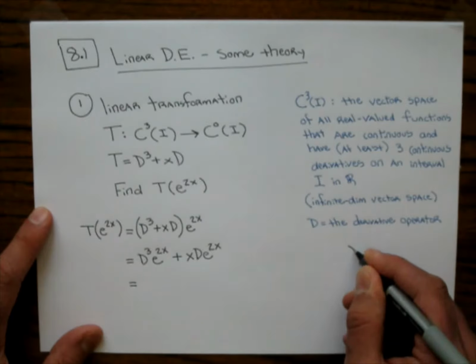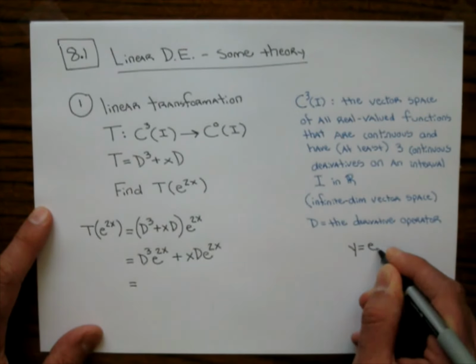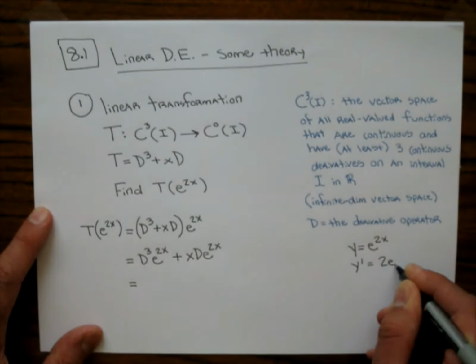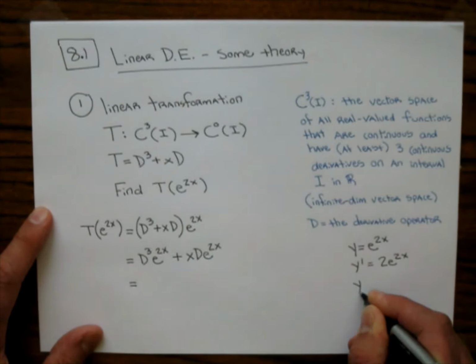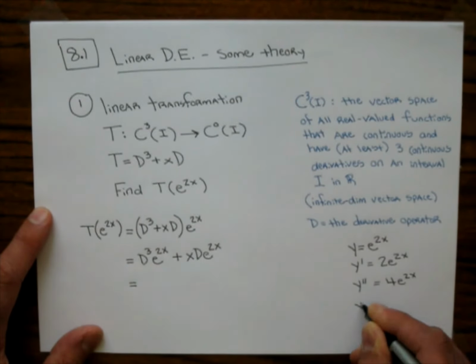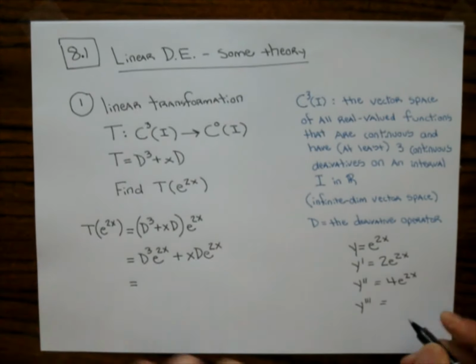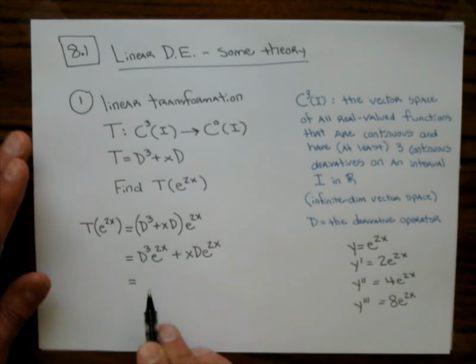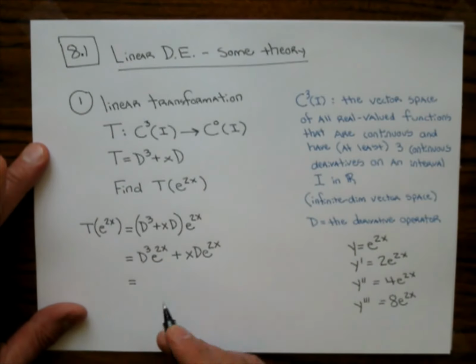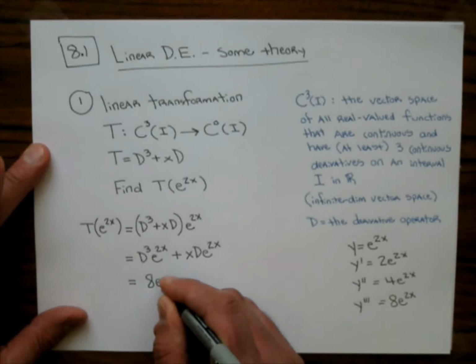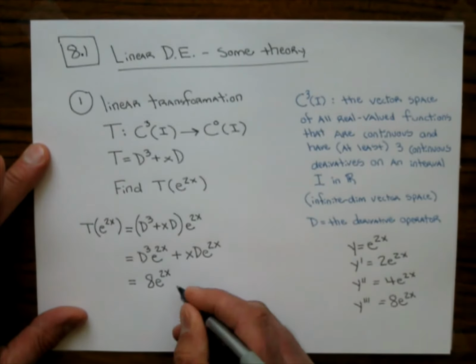So off to the side, I'll say y equals e to the 2x. The first derivative is 2e to the 2x. The second derivative is 4e to the 2x. And the third derivative is 8e to the 2x. So you hit this with 3 derivatives, you end up getting 8e to the 2x, and that's what this becomes.